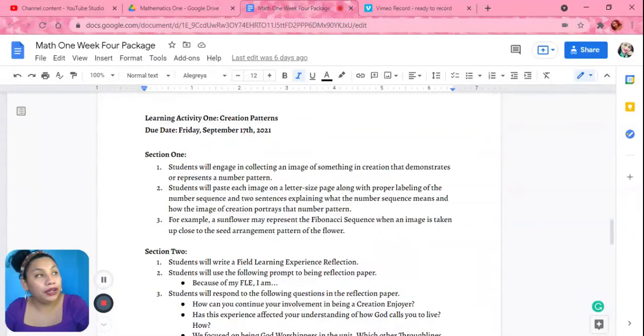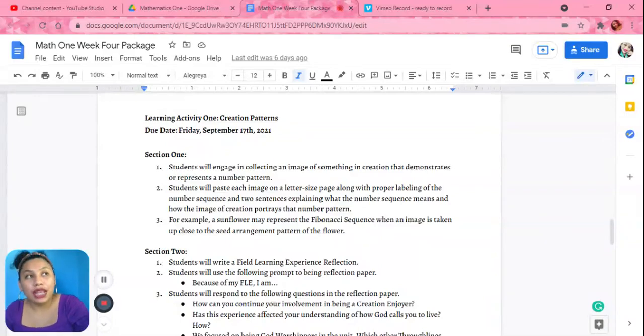You have a number pattern in the days of the week. We start Sunday, Monday, Tuesday, Wednesday, Thursday, Friday, Saturday, and when Saturday comes, I have to start over with Sunday again. That is another number pattern. I could also talk about the trees, the leaves on a tree. All of the leaves on one specific tree are of the same kind. There are so many things in creation that could count as a number pattern.